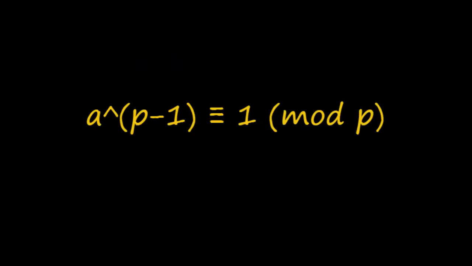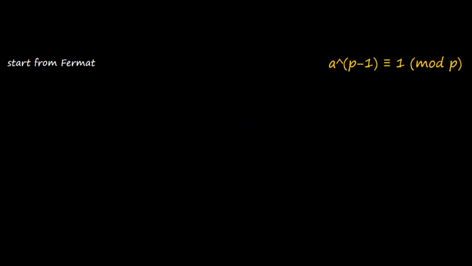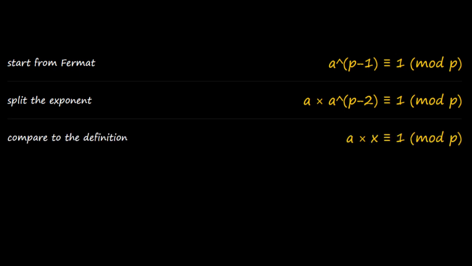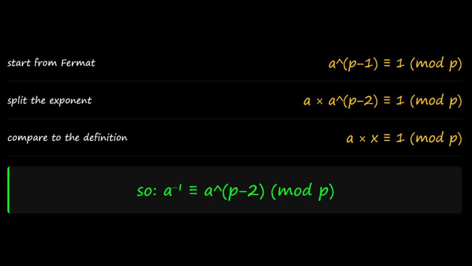Deriving the inverse formula. Split the exponent from Fermat's theorem to isolate the inverse. a to the p minus 1 is congruent to 1 mod p. Split the exponent: a times a to the p minus 2 is congruent to 1 mod p. Compare to the definition: a times x is congruent to 1 mod p. So a inverse is congruent to a to the power of p minus 2 mod p.